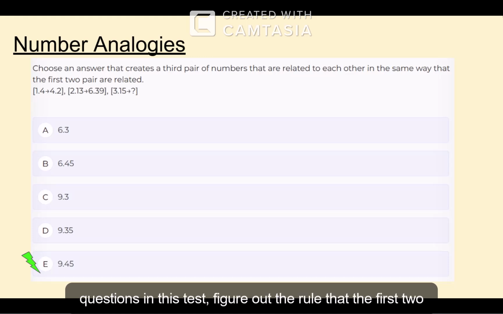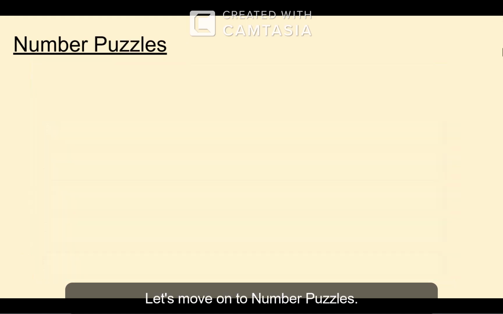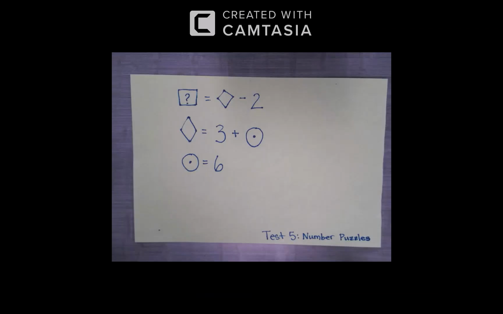To answer the questions in this test, figure out the rule that the first two pairs of numbers follow. Then use that rule to find the missing number in the third pair. Keep in mind that some questions may require the use of more than one rule, such as multiply by a number and add a value. Use your scratch paper to help you find the correct answer. Let's move on to number puzzles. Watch the following video to help you understand how to do these problems.